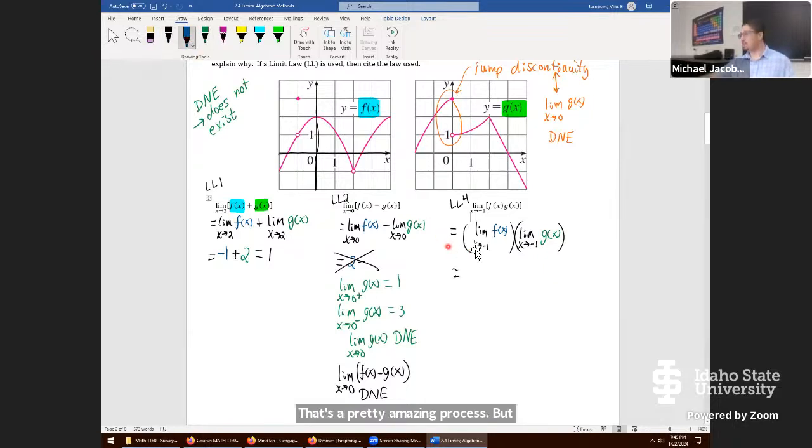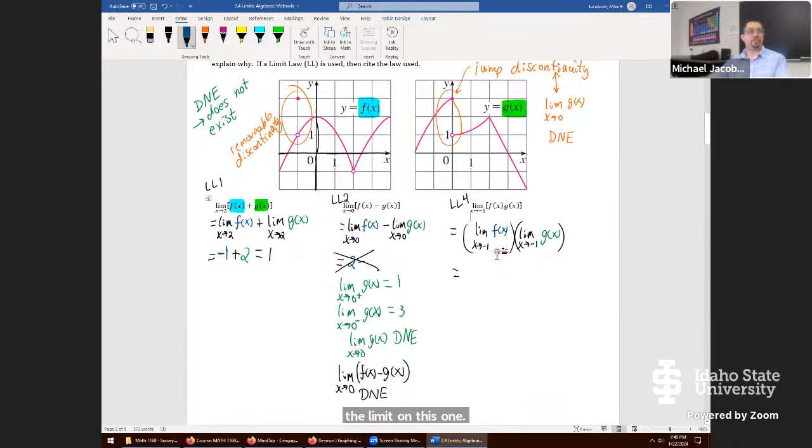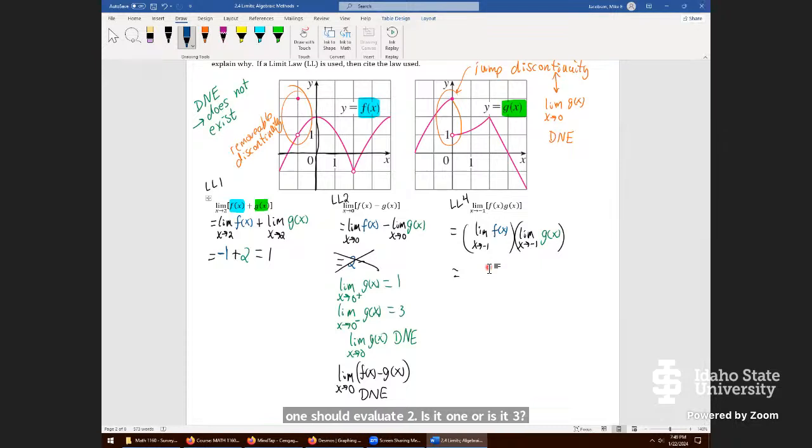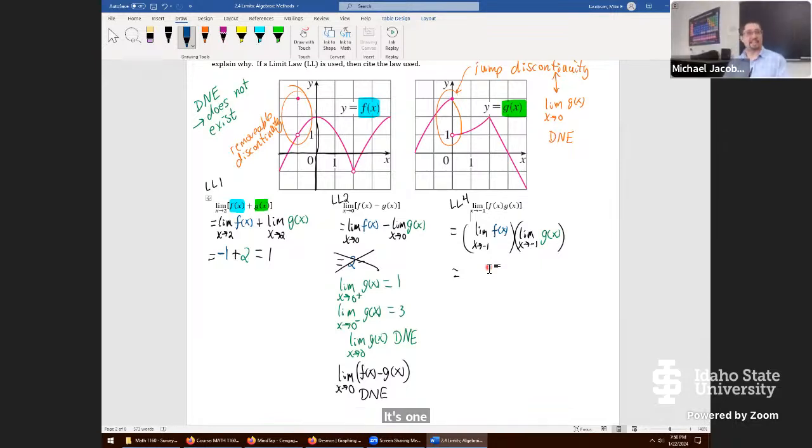But now let's see what happens. This is relative to -1 on both of them. So if you're here on -1, we have a different kind of discontinuity. This one's called removable. Well, although it's a removable, we can still deal with the limit on this one. Anyone see what the limit as x tends towards -1 should evaluate to? Is it 1 or is it 3? It's one. I agree. In class and over Zoom, absolutely, the value should be 1.